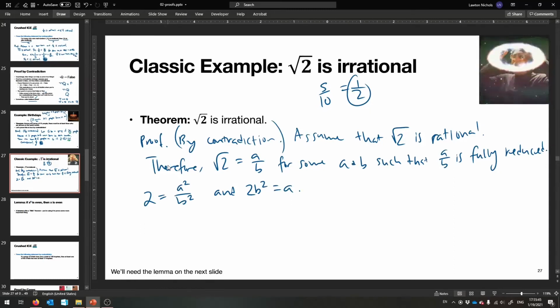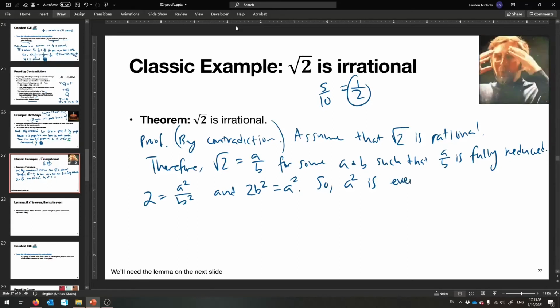And would you look at that? Oh, sorry, a squared. A squared equals 2 times some other number. Any number squared is still an integer. So a squared is even.